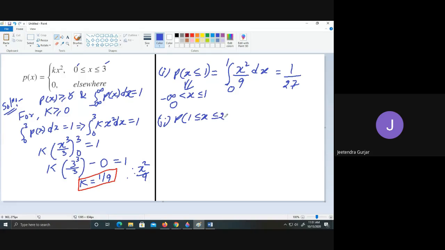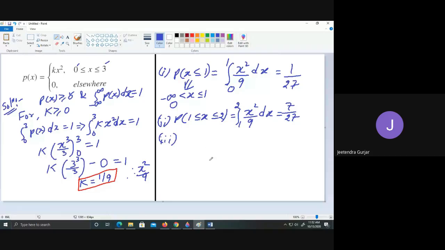So this is the second question they have given. Can you tell me the upper limit and lower limit? The lower limit is 1 and the upper limit is 2. So it means the integration from 1 to 2 of p of x dx. So p of x dx is x square divided by 9 dx. Only the upper limit and lower limit are changing. Can you substitute in the calculator and tell me what the answer is, please? Yes, Muzammil, try this. 7 by 27. Yes, excellent. It is 7 by 27. See, within 2 minutes you can calculate this value.